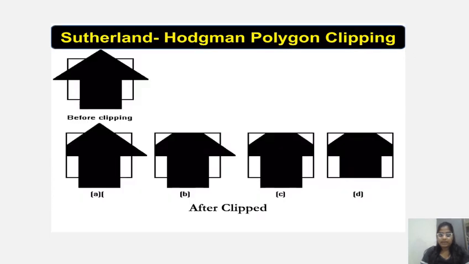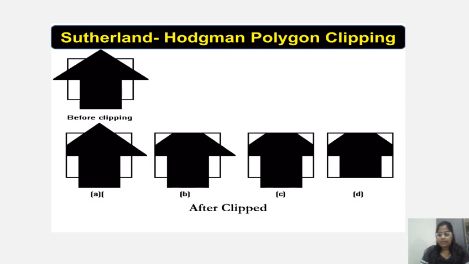Consider this example where the arrow mark has to be clipped. First, we consider the polygon and then we clip this particular polygon from the left side, followed by the top side, right side, and the bottom side. At last, after clipping the polygon, the figure which is shown is given in D.